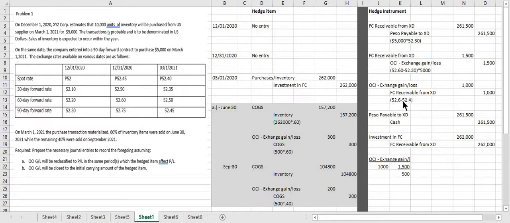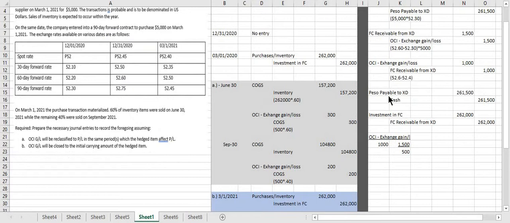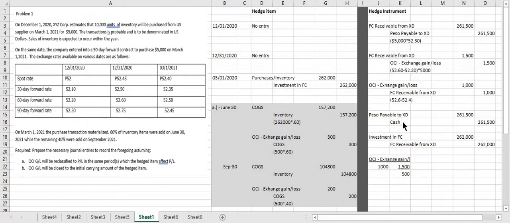Kaya 52.6 minus 52.4 multiplied by the 5,000, the notional amount. Okay? So that's decrease in the FC receivable from XD for 1,000. The corresponding debit naman is to other comprehensive income, exchange gain or loss for 1,000. Ayan. So after recording the gain or loss for the hedge instrument, bayaran na natin sa exchange dealer ng amount na ating kinontrata.